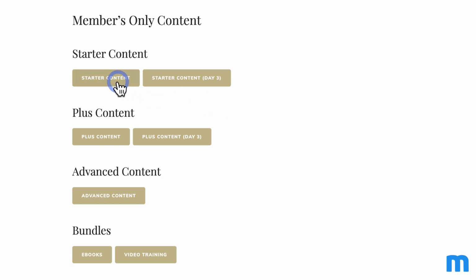So I have my starter content and content starter members get on day 3. And then a few pages for plus content, and the same thing, the content that they get right away and on day 3. And then I got a button that links to a page for advanced content and also bundle content. My ebook bundle right here and a video training bundle right here. So these link out to different pages. So that's my basic setup.